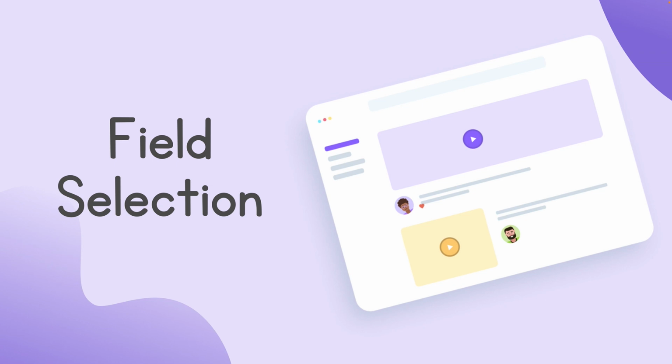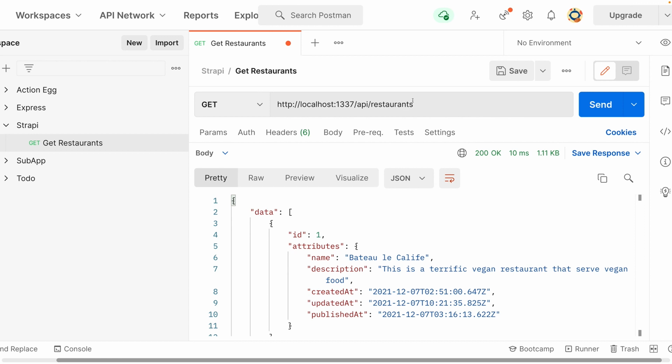Now in this section, I want to teach you how we can filter out for certain fields. So for example, if we were to run this request over here, /restaurants, you can see that we always are going to get back the name, description, created at, updated at, and published at.